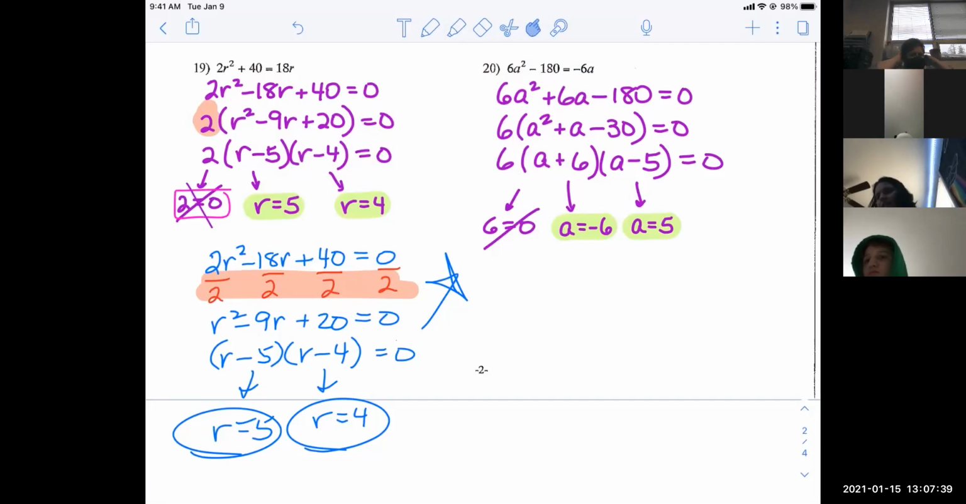If you take a screenshot of that, feel free. I guess a picture of that.